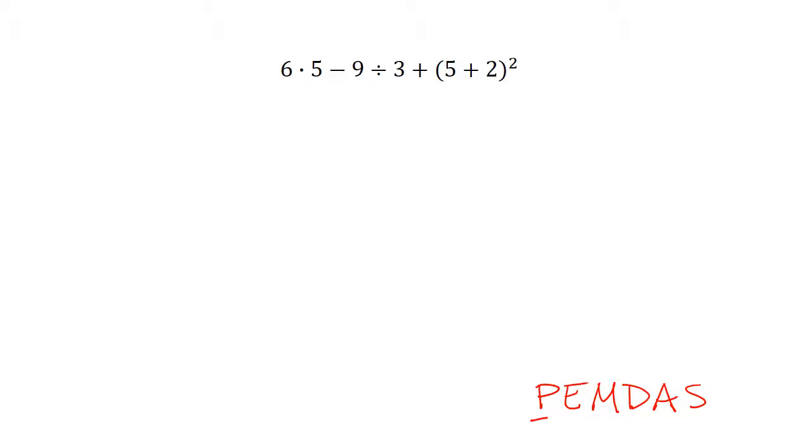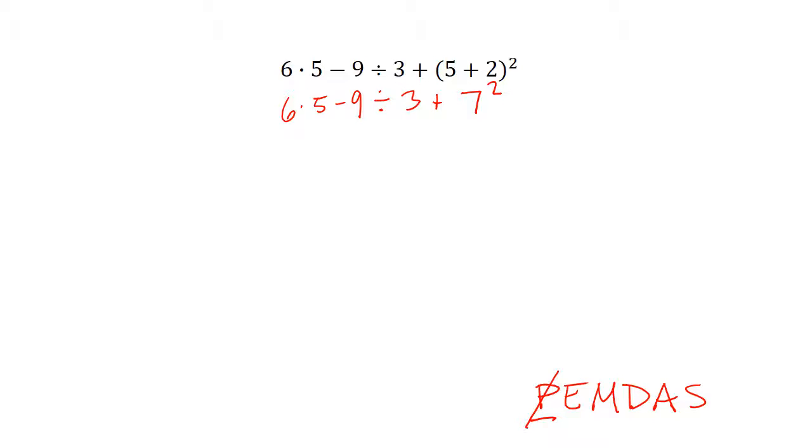So we start with our P, which is for parentheses. We have some parentheses here, so let's do whatever is inside of them first. 5 plus 2 is 7, and I'm just going to rewrite everything else around it. You want to make sure it stays in the same order and rewrite everything every single time. Okay, so we did our parentheses. There's no more parentheses. We can move on to exponents.